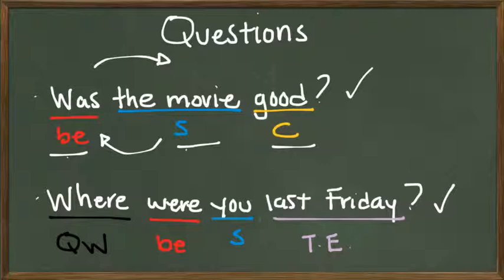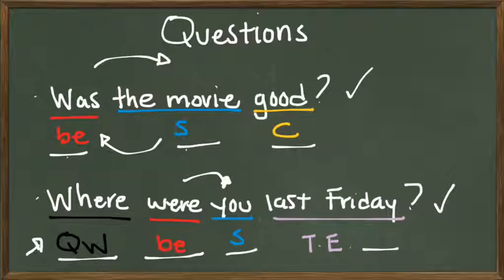In the second one, because it's an information question, we're going to use the question word. In this case, "where" indicates location, and the question is, "where were you last Friday?" We have the question word "where," the verb to be in this case "were," because we're talking about you, and we have "you" because it's the subject, the most important part of the sentence. And finally, we have "last Friday," our time expression here.